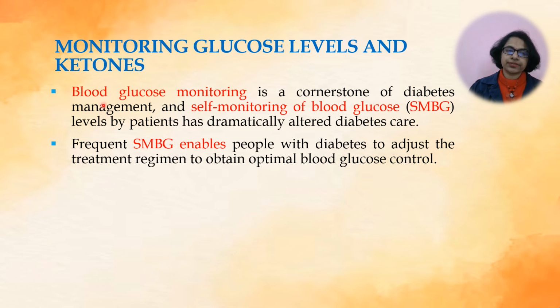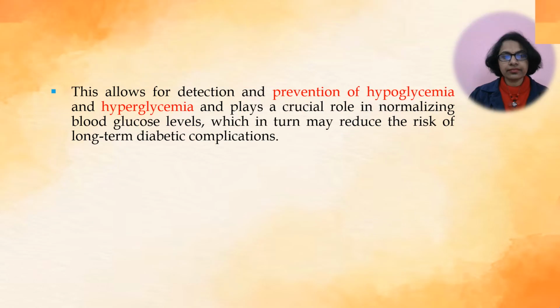Monitoring glucose levels and ketones. Blood glucose monitoring is a cornerstone of diabetes management, and self-monitoring of blood glucose, known as SMBG, by the patient has dramatically altered diabetes care. Frequent SMBG enables people with diabetes to adjust the treatment regimen to obtain optimal blood glucose control. This allows for detection and prevention of hypoglycemia and hyperglycemia and plays a crucial role in normalizing blood glucose levels, which in turn may reduce the risk of long-term diabetic complications.